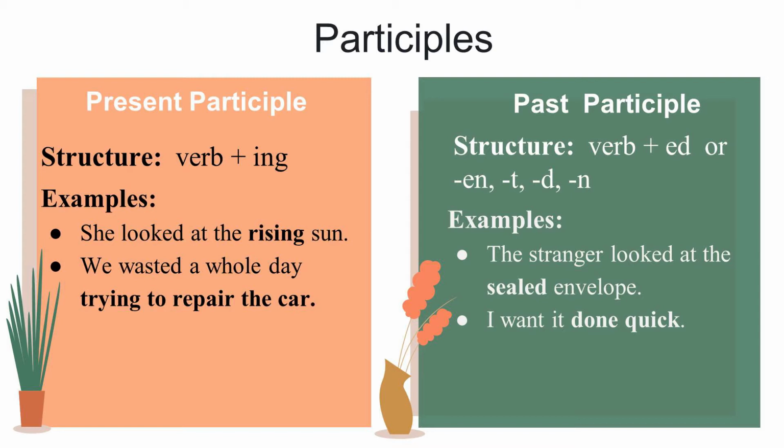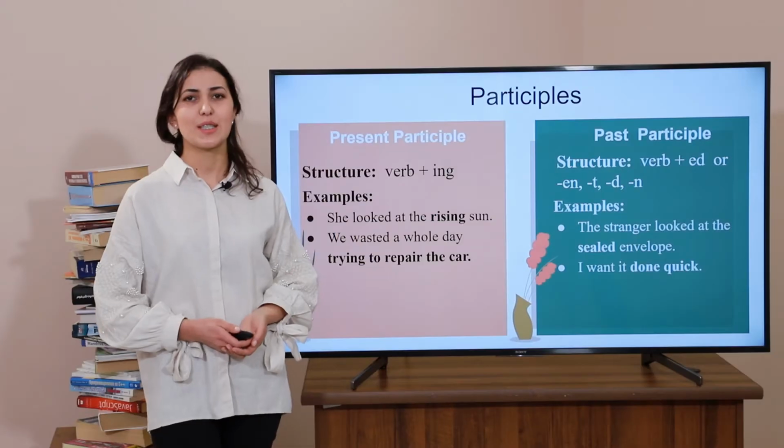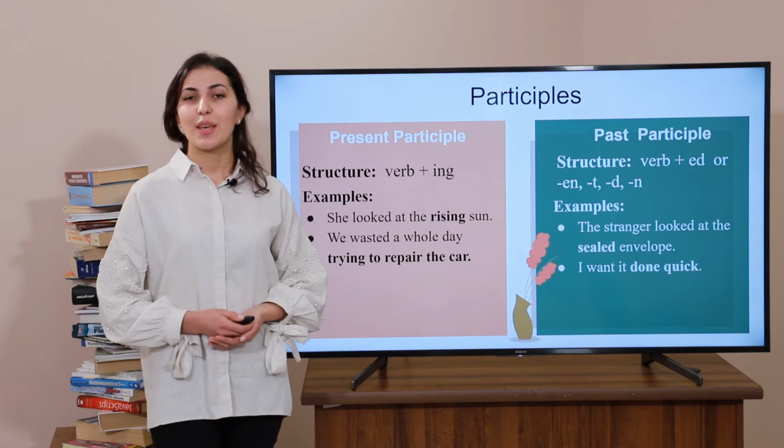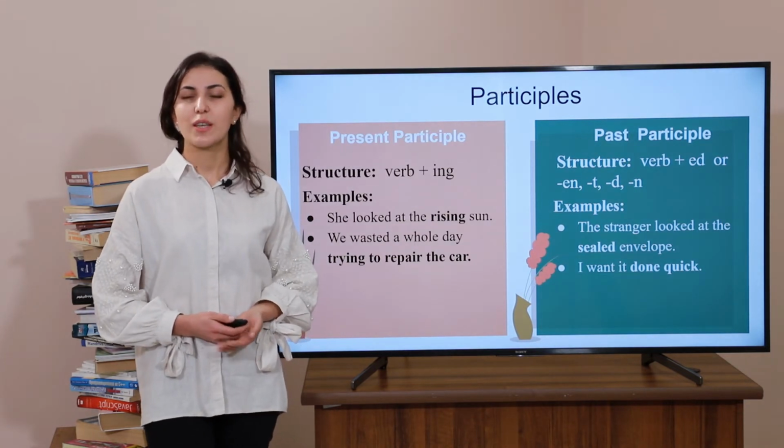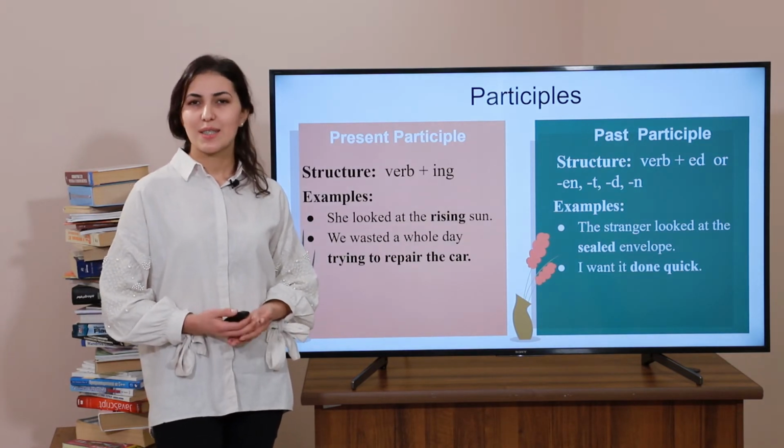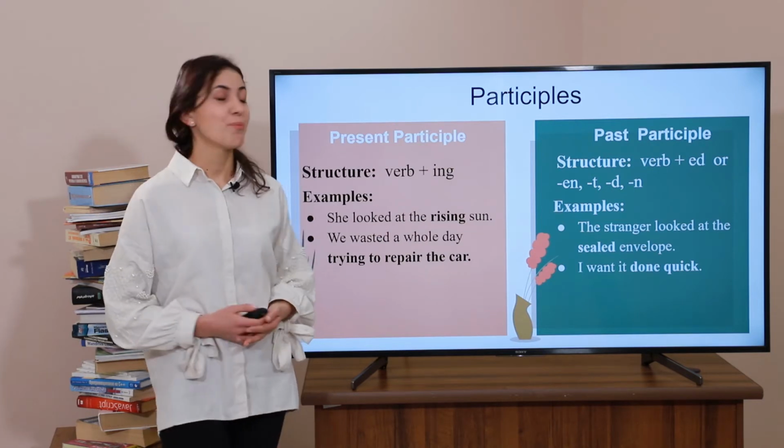So the participles are divided into 2 types, present participle and past participle. To form the present participle, we add ing to the verb. And to form the past participle, we add ed to the verb. This is when the verb is regular. And in the case of irregular verbs, they may end with en, t, d, or n. In the sentences, the participles may have the functions of adjectives and adverbs. So let's discuss some examples and make this more clear.